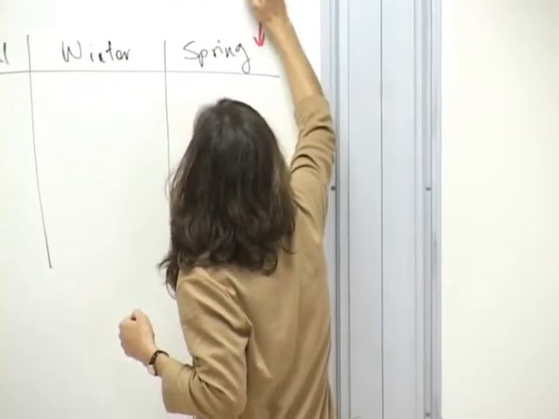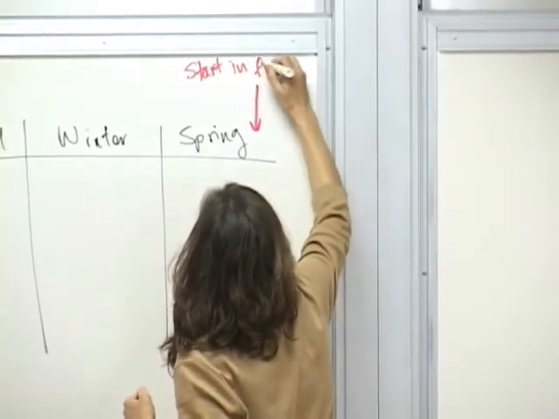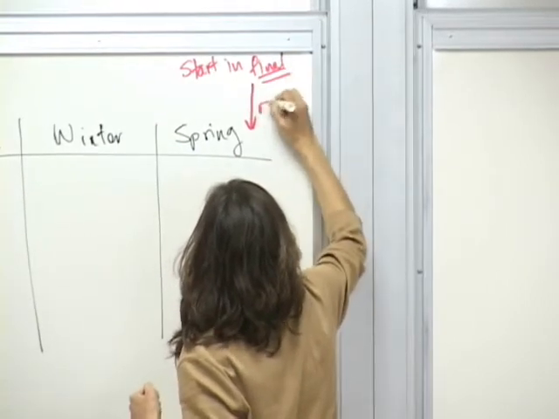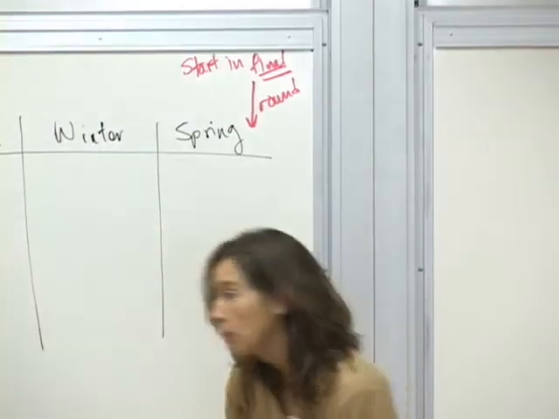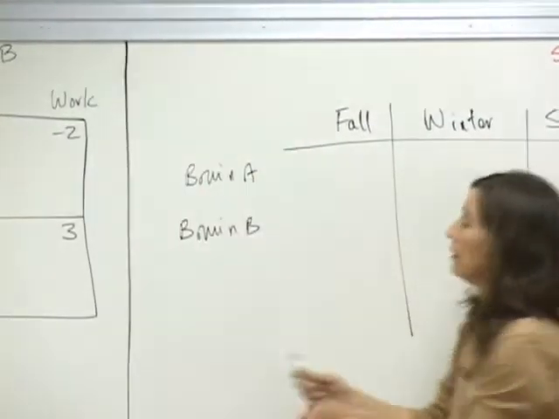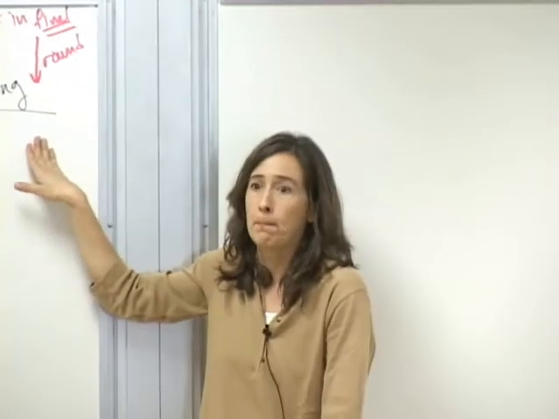Start in the final round, and we're going to reason backwards, just as with game trees, where we start at the bottom and reason our way up.